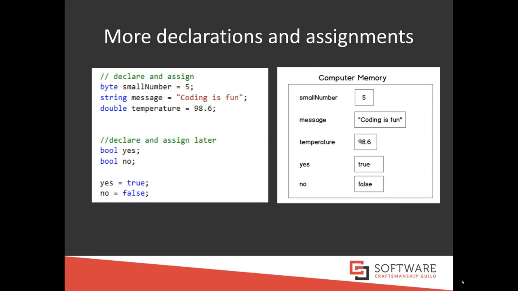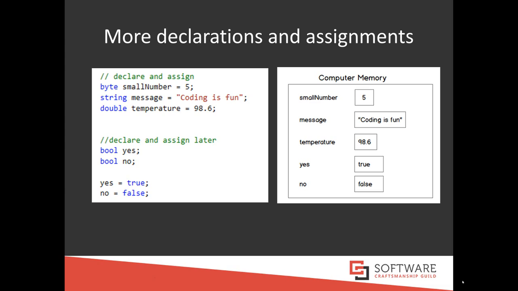Here's some more examples of declarations and assignments. We can declare a byte called smallNumber and set it equal to 5. We can have a string message and put a string value in it. Coding is, of course, very fun. We can have a double value to represent a temperature. In this case, we've declared variables and we've assigned them immediately.